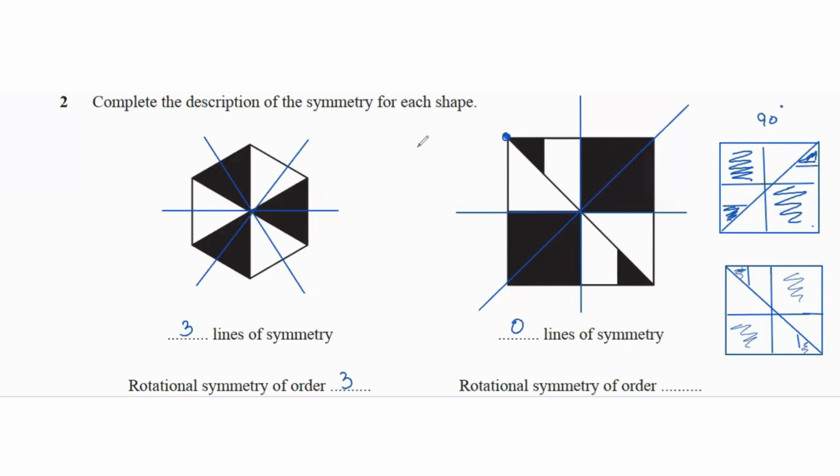Since the sum of angles for a square is 360, we divide 360 by the rotation, which is 180, and that equals 2. So that means the rotational symmetry of order for this is going to be 2.